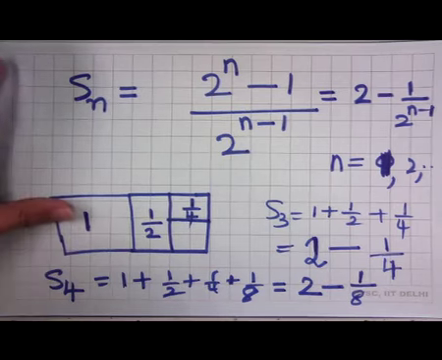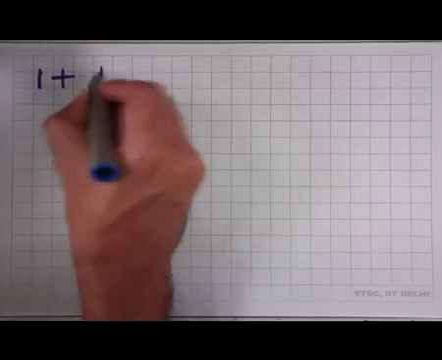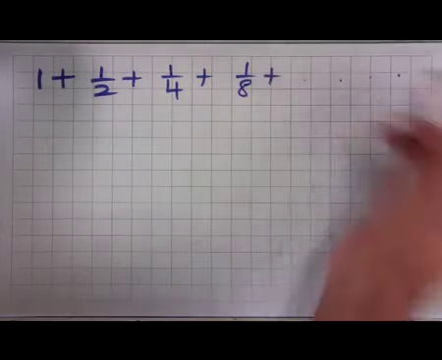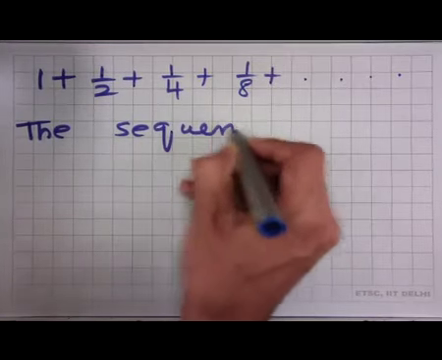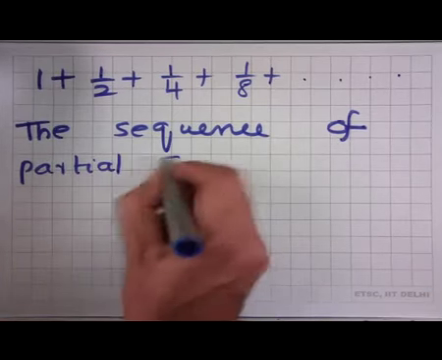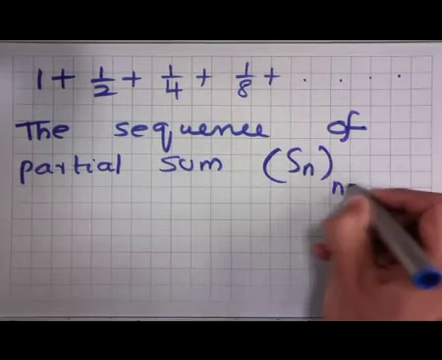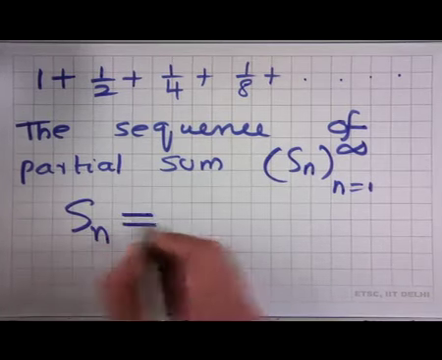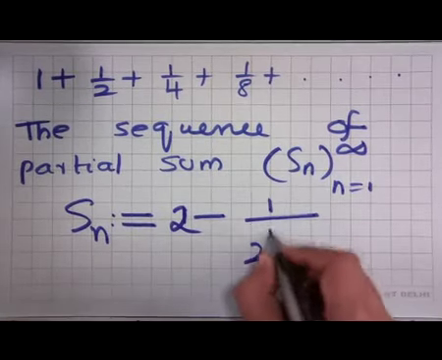Thus, for the given series, namely 1 plus 1 by 2 plus 1 by 4 plus 1 by 8 plus etc., the sequence of partial sums Sn, n equal to 1 to infinity, is given by Sn is equal to 2 minus 1 by 2 power (n minus 1).